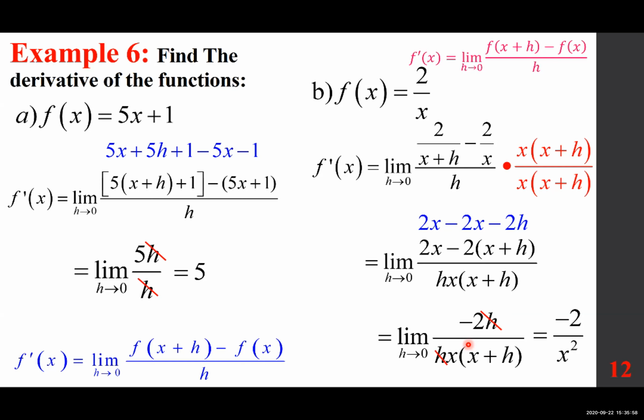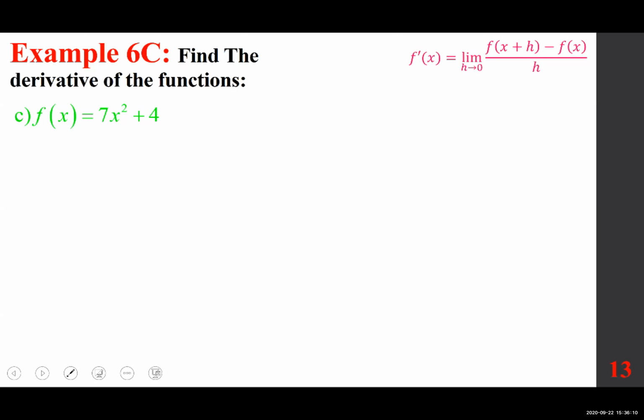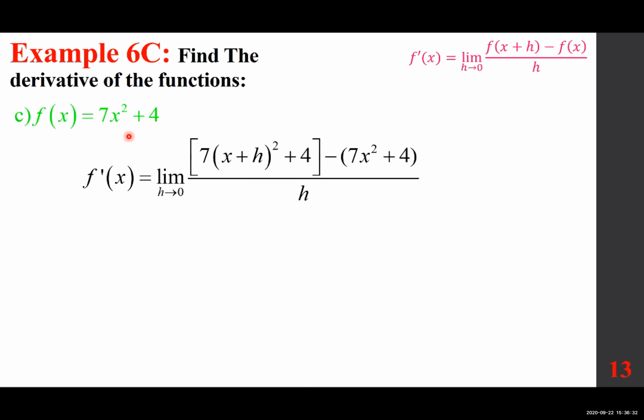Again, this can be done a lot faster using differentiation formulas coming up. And I know that. We are just practicing with the definition. Here's another one. We are going to put it into this formula again. As long as we can do that, we are practically done. So 7 times x plus h quantity squared plus 4 minus the parentheses 7x squared plus 4.